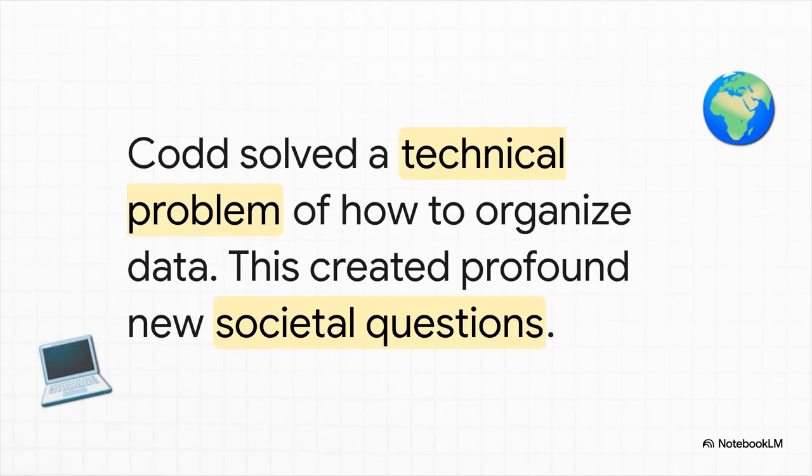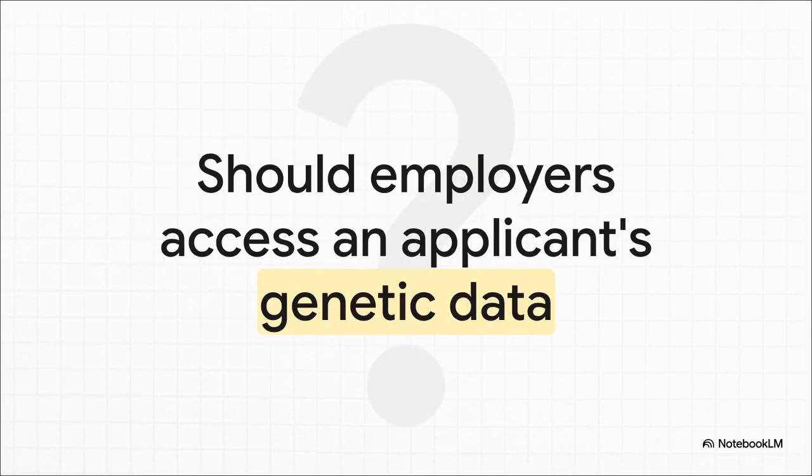But the story really doesn't end with market share. Cod solved the technical problem: how do we organize data? But in doing that, he unleashed a power that has created some really profound societal and ethical questions. This power to organize data so well brings us face to face with some genuinely tough questions. I mean, think about it. Our most personal information, from our medical histories to our actual genetic code, is all becoming data. The technology exists to connect it all, which leads to questions that not too long ago were pure science fiction, like, should a company be able to look at those records when deciding who to hire?